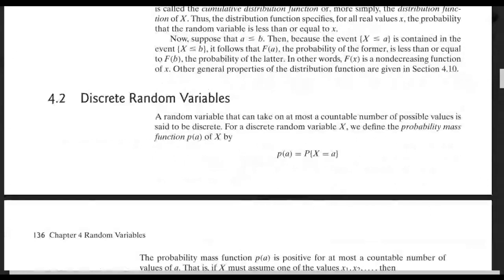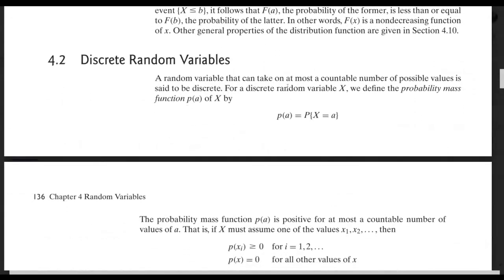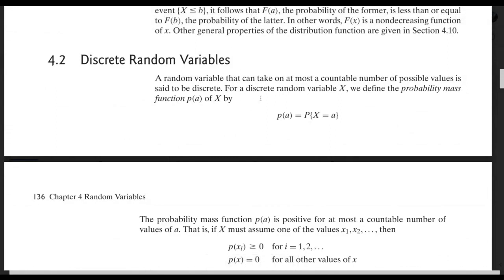Okay, 4.2, discrete random variables. A random variable that can take at most a countable number of possible values is said to be discrete. For a discrete random variable X, we define the probability mass function p of a by this: p of a equals the probability of X equals a.